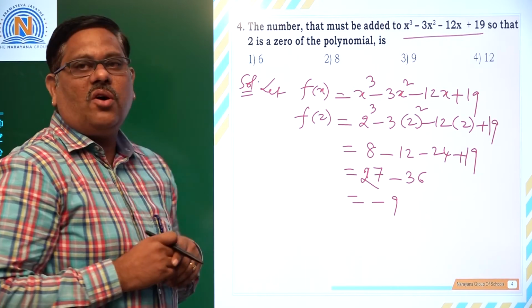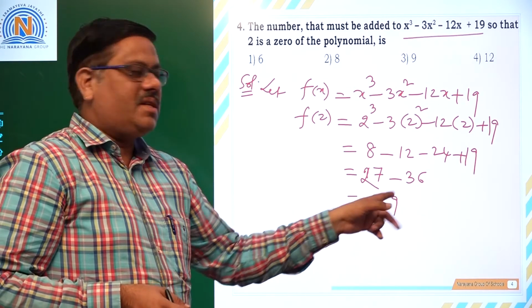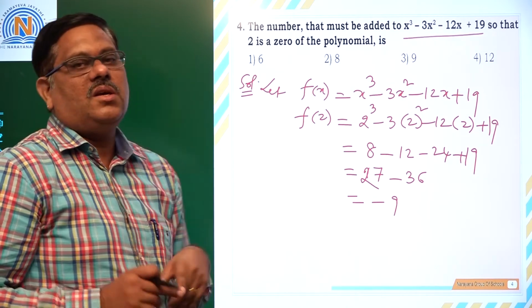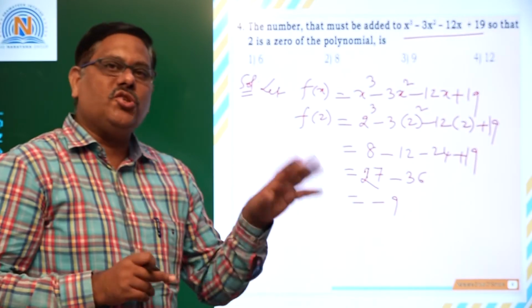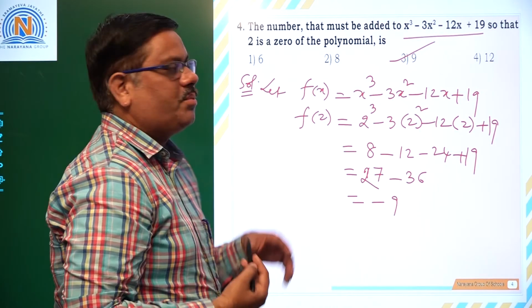But it must be a zero of it. So what should I add? I have to add plus 9. If I add plus 9, minus 9 plus 9 becomes 0 for us. So then x is equal to 2 becomes a zero of this polynomial. So I have to add 9. So the third option is the right answer.